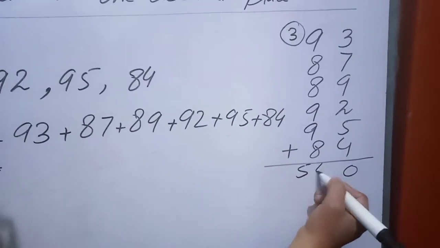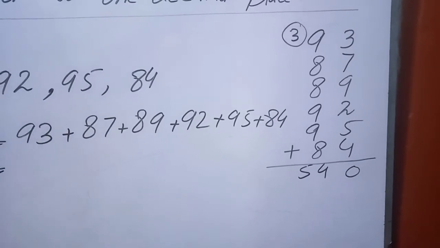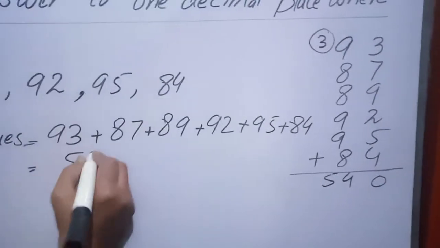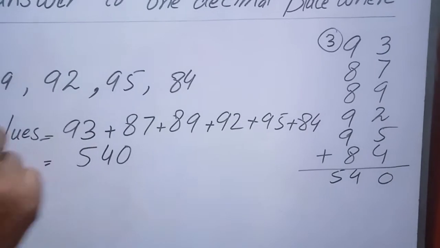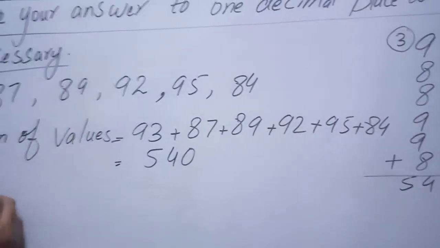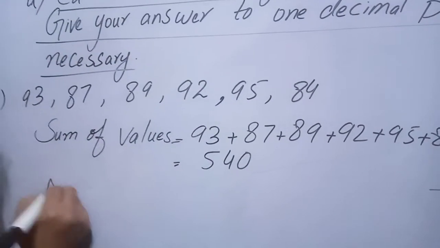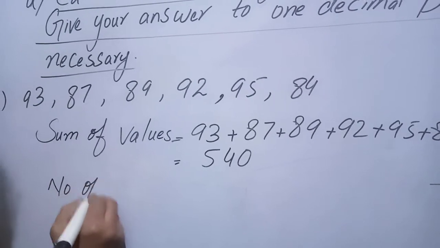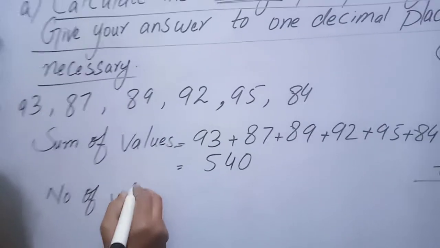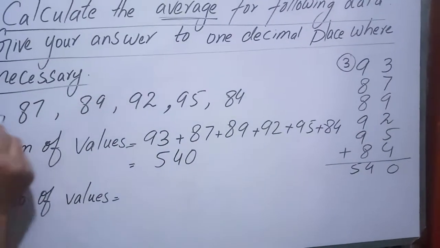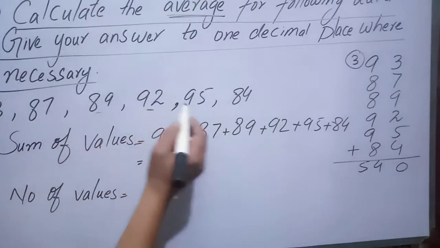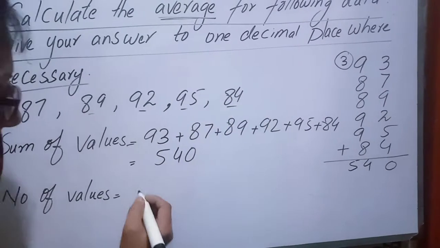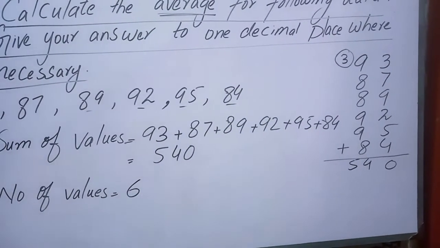The answer is 540. So this is the sum. Here the second thing is to find out the number of values. What are the number of values? Count these numbers. 1, 2, 3, 4, 5, 6. It means the number of values are 6.